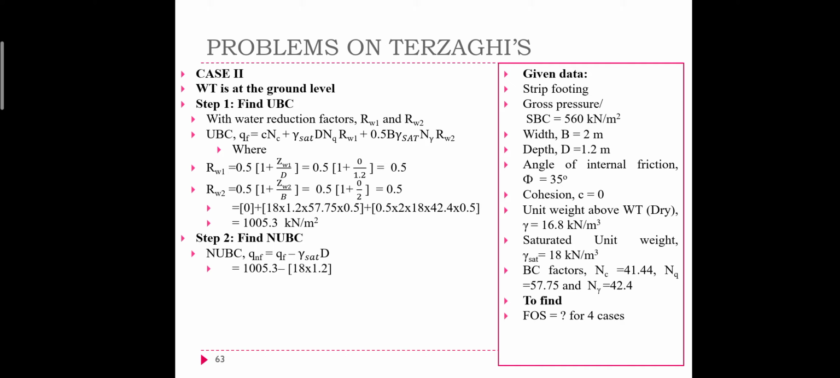1.2 into 57.75 given in the question into RW1 0.5, plus 0.5 into B is given 2 into 18 n gamma sat is 18, n gamma is 42.4, and RW2 is 0.5. Substituting this you get the answer as 1005.3. Now NUBC is just subtracting gamma D from UBC.